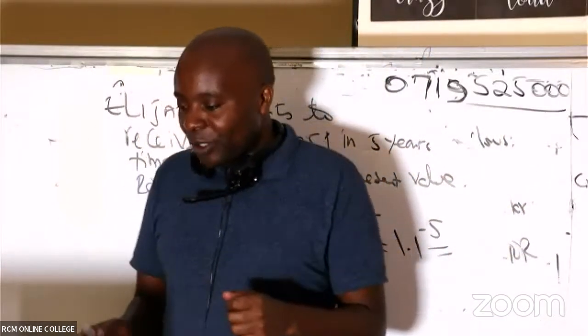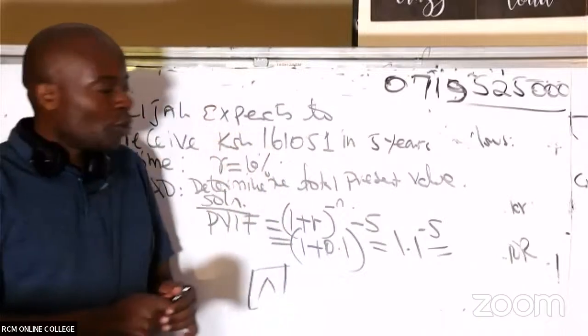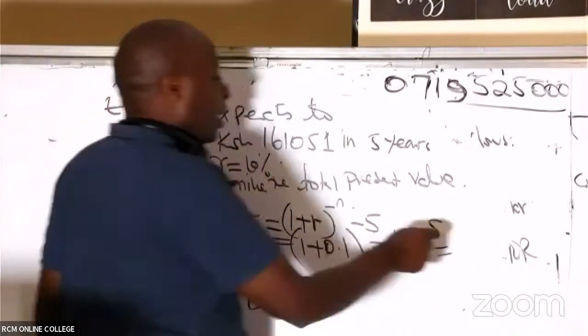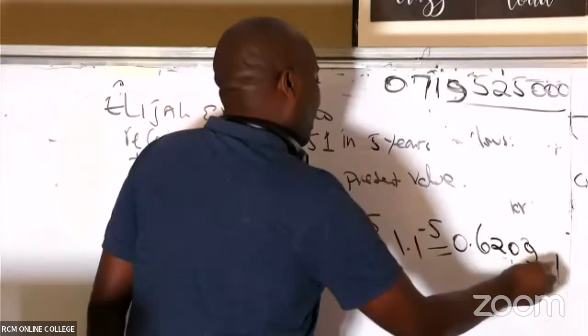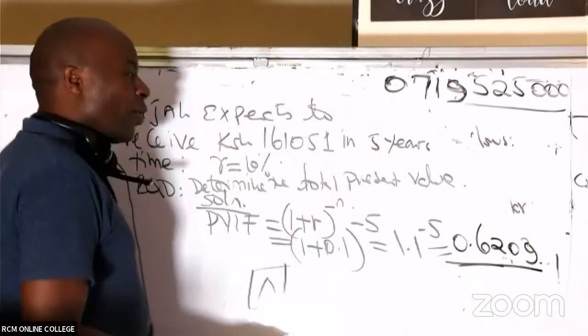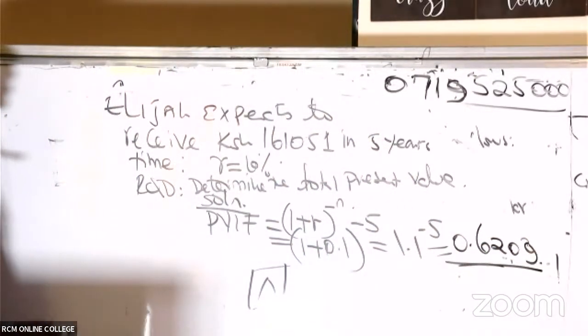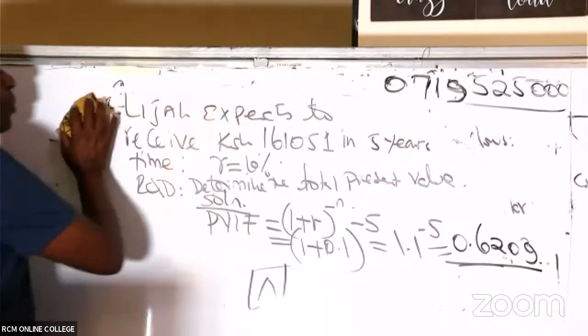All right. So they're giving me 0.6209. Thank you very much. And once I get that, then I'll be able to remember very well how we get the total present value.